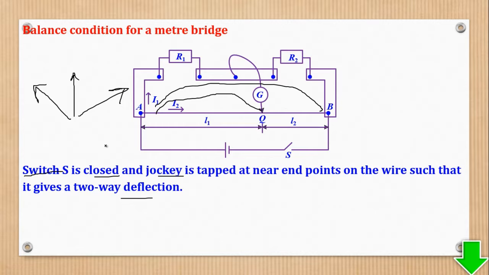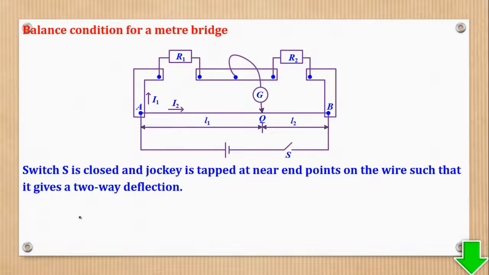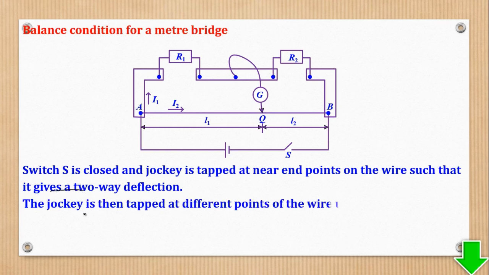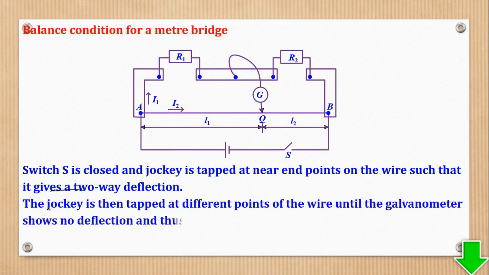But if you put it at end A, it deflects to the left, and at end B it also deflects to the left, it implies that you can never get a balance point. So this test is used to find out whether you will be able to get a balance point. After that is successful, you can go ahead to get the balance point. How?